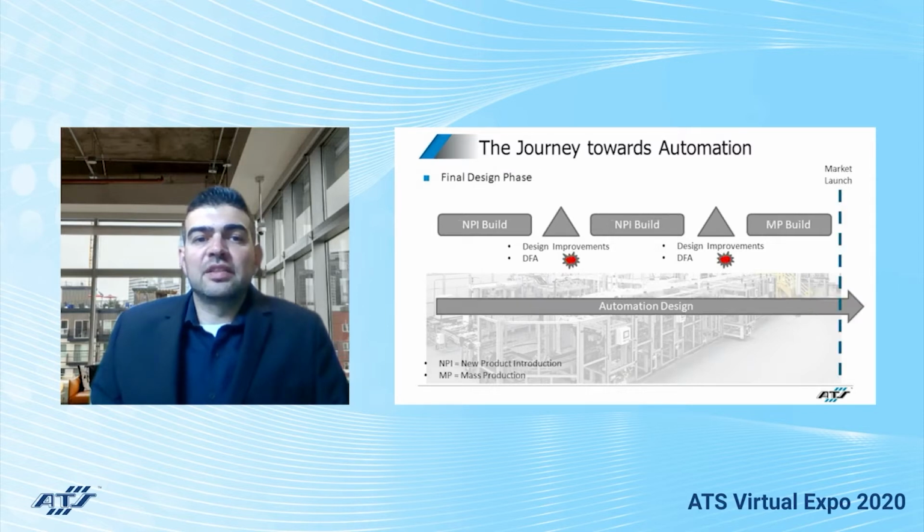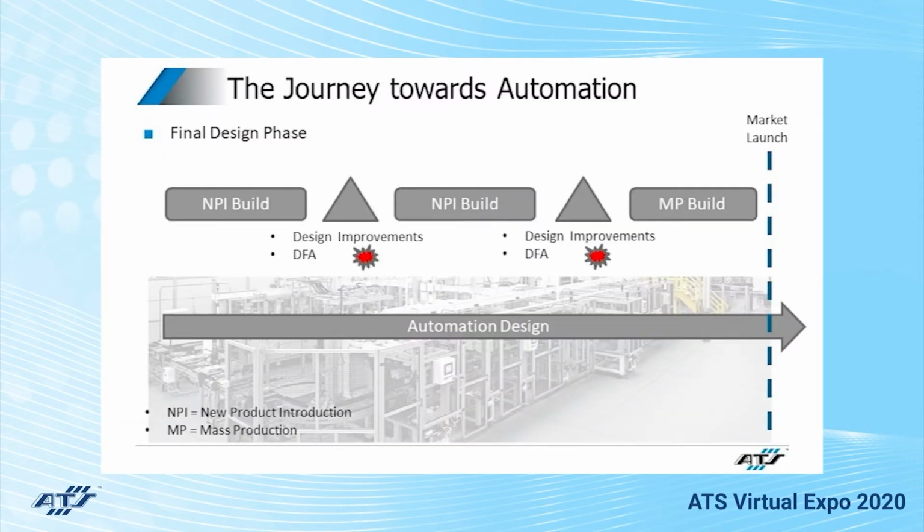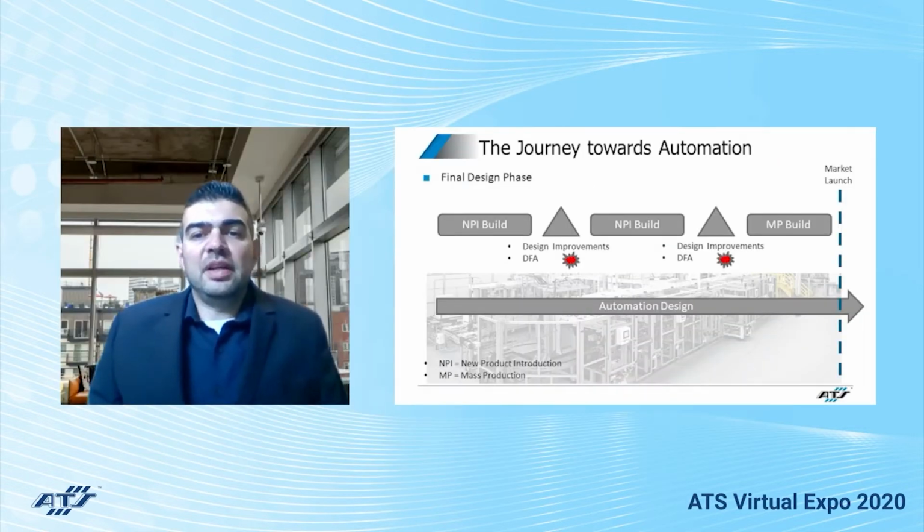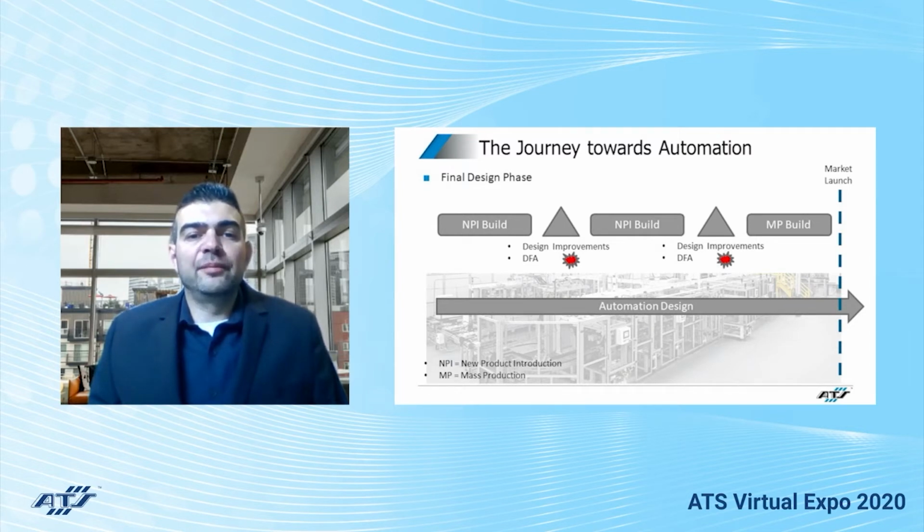In the final design phase, we have several more product builds called the NPI, or new product introduction builds, and a final build called the mass production build, which gets the product ready for market. These are usually sellable units that will be used at market launch. Between these NPI and mass production builds, there are more opportunities for the design team to make changes to the product. However, the product is mostly locked in by this time, so changes and improvements are on the smaller scale. DFA can continue to be done at these phases as well in order to continue to evolve the automation design.